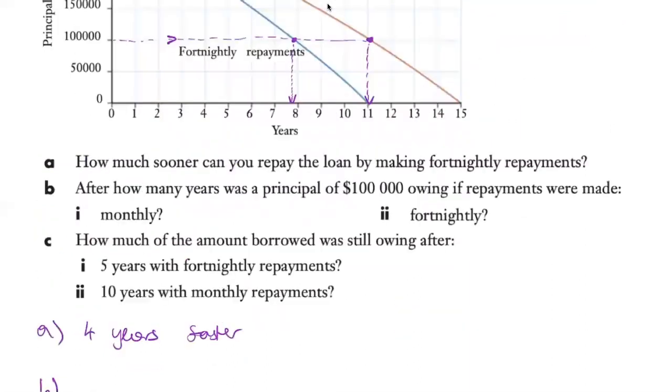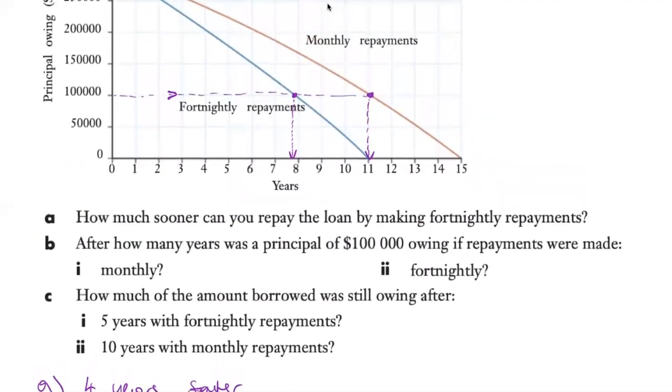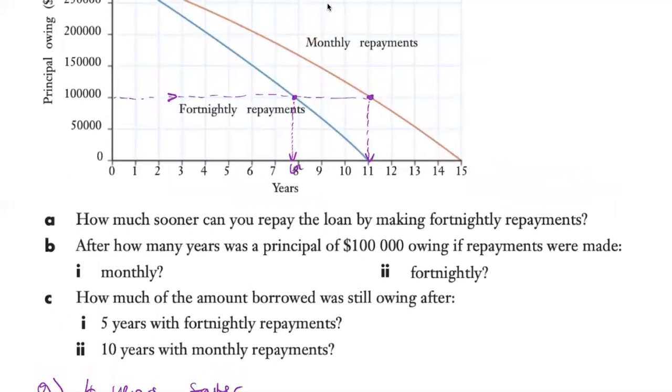Okay, now the reason why I'm going for the 8 years in this particular case is just because I am closest to that particular point. If I was close to the 7 years, then I could use that, but we were saying after approximately 8 years, there will be $100,000 owing on the loan with fortnightly repayments.